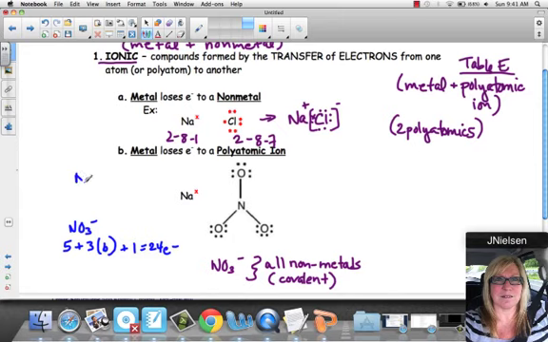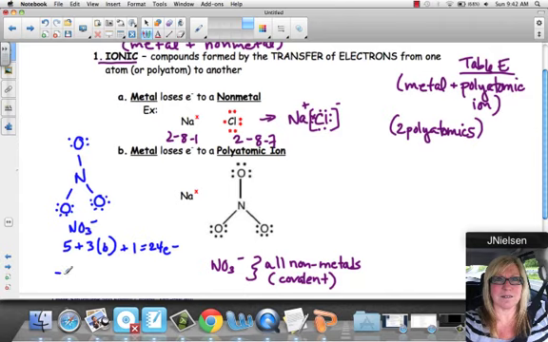Well, electrons are constantly moving. So what I'm going to do is draw my 3 oxygens, and I'm going to explain this in just a minute. Okay, so first of all, just give me a minute.